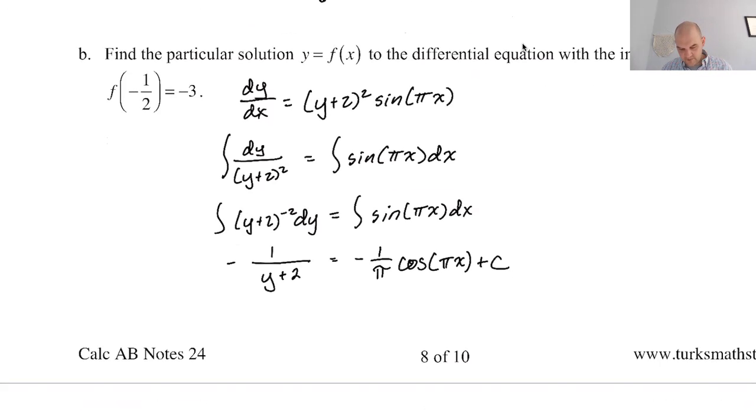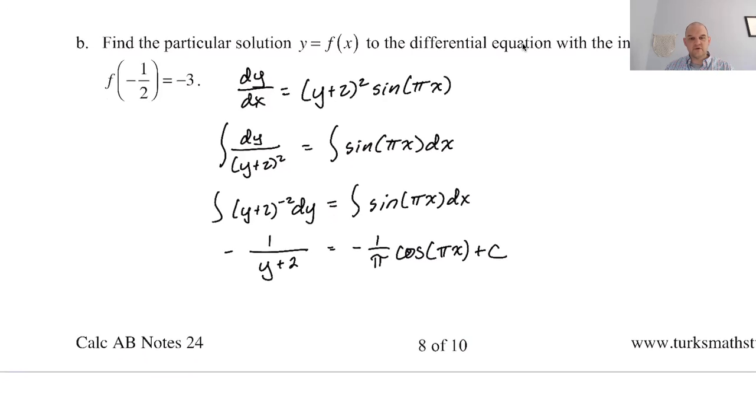Is there ever going to be a better time to solve for c? I don't really think so. So I'm going to just go for it now. All right, so we're using our initial condition.